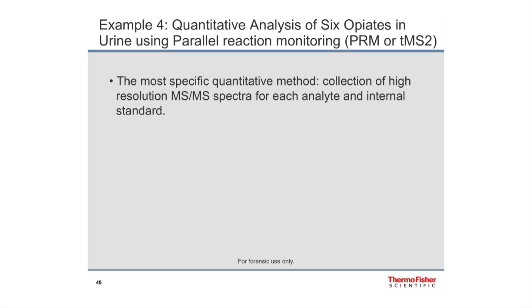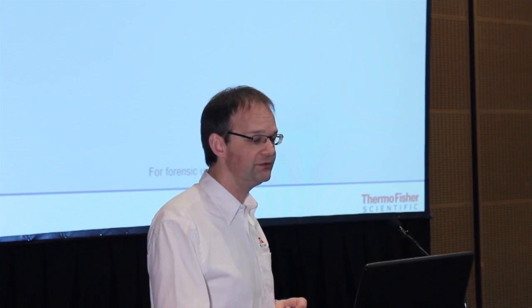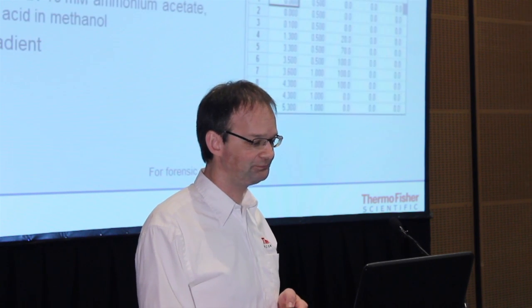Okay, what we can do as well is quantitative analysis of opioids in urine. In this case, we are using the PRM mode. So this is a targeted MS2 mode. We have an inclusion list with the precursors. All precursors will be fragmented. All the quantitative, qualitative processing in the end, of course, works on the fragment side. So it should be the most specific method, collection of high-resolution MS spectra for each analyte and the internal standards.